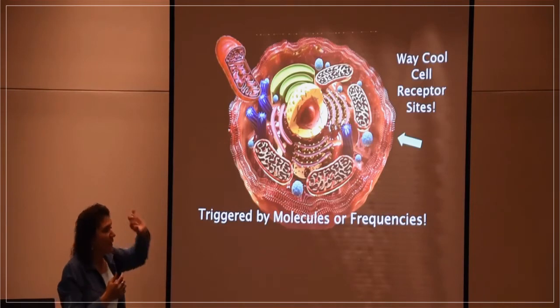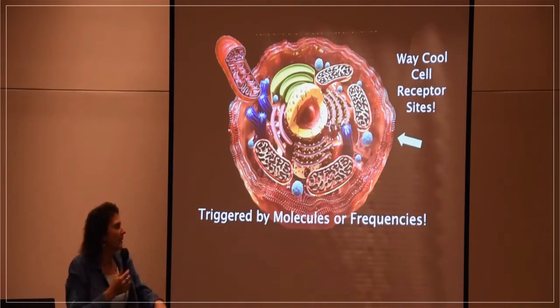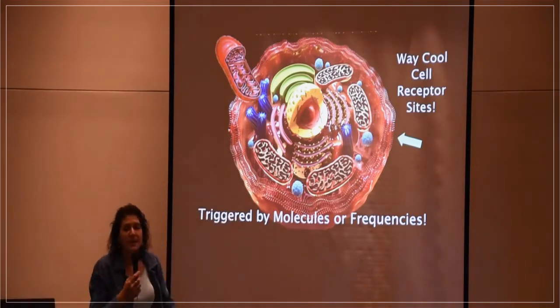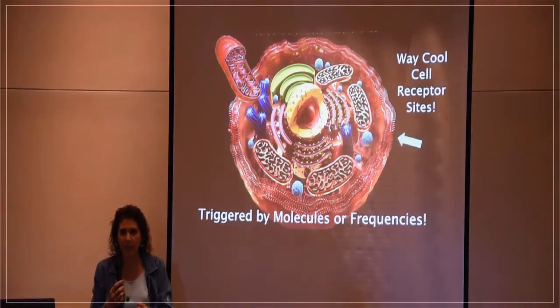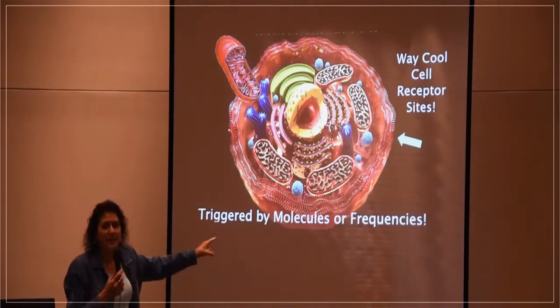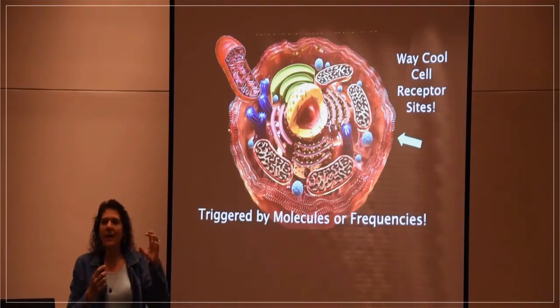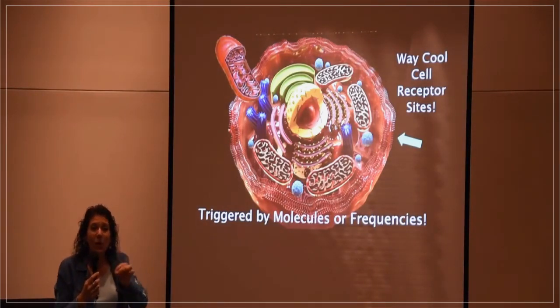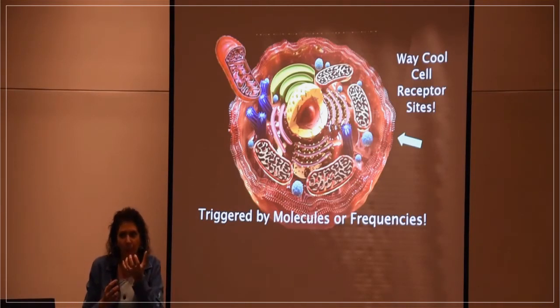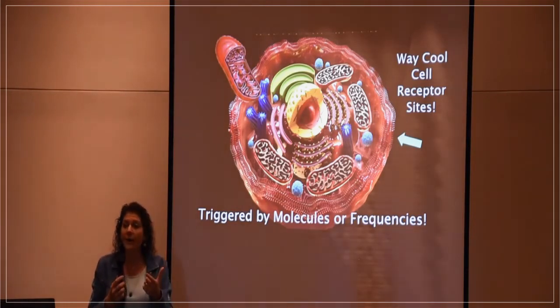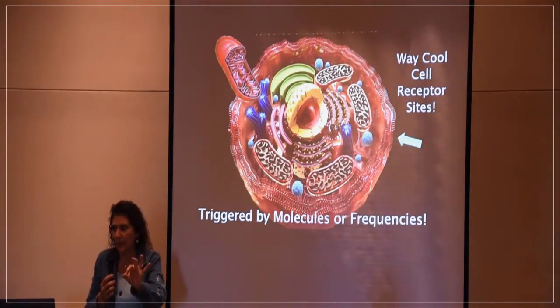Anyhow, so now the most important part, thank you, Emily, is that these cell receptor sites are only triggered one of 2 ways. This is important. Every single receptor site is only triggered, so that little bonding action between the keyhole and the key, is only by a molecule. Eat the organic apple. That's full of molecules, right? Thousands of constituents in an apple. Or the frequency. That's it.